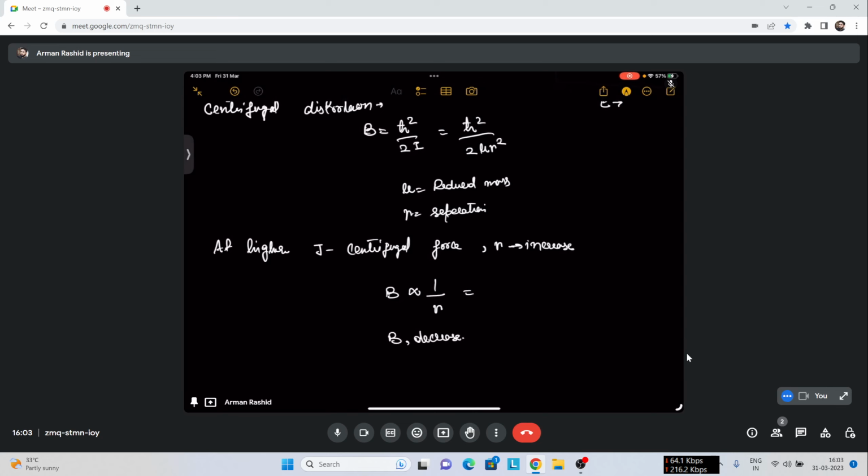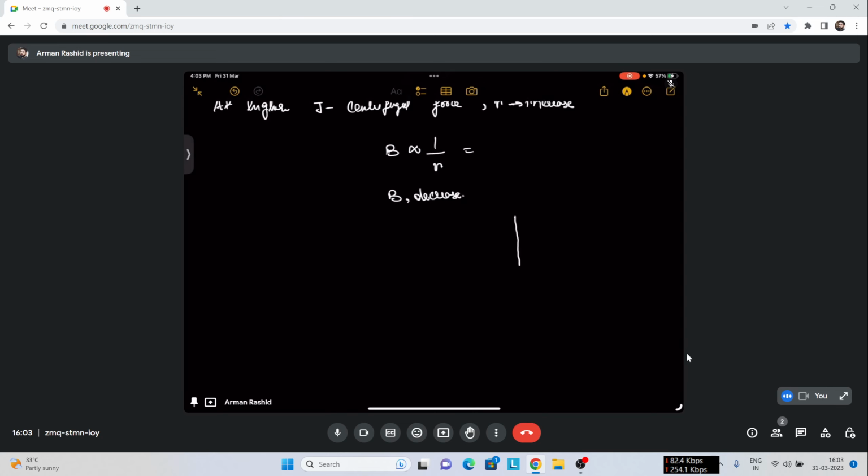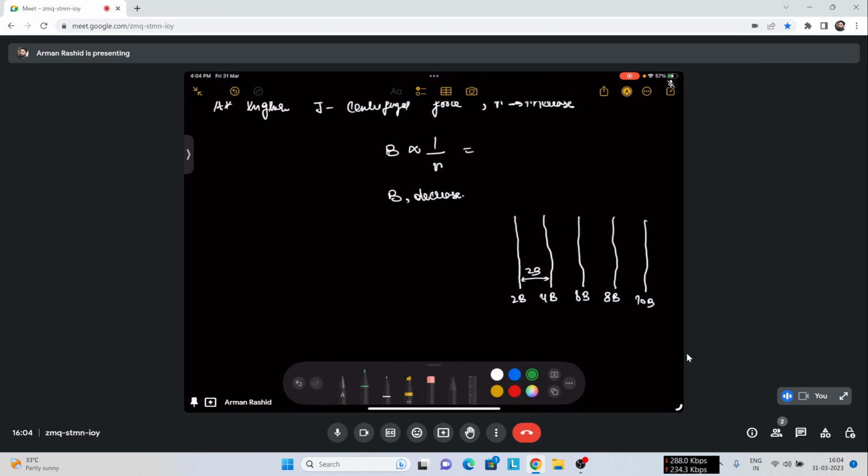So what you will see is that for an ideal case we see equally distant lines. These are equidistant lines at 2B, 4B, 6B, 8B, 10B, and the separation is 2B. But once there is a centrifugal distortion, this peak will come here, this will come a little bit closer, this a little bit more closer, and it will become more and more close. So these are the lines with distortion.